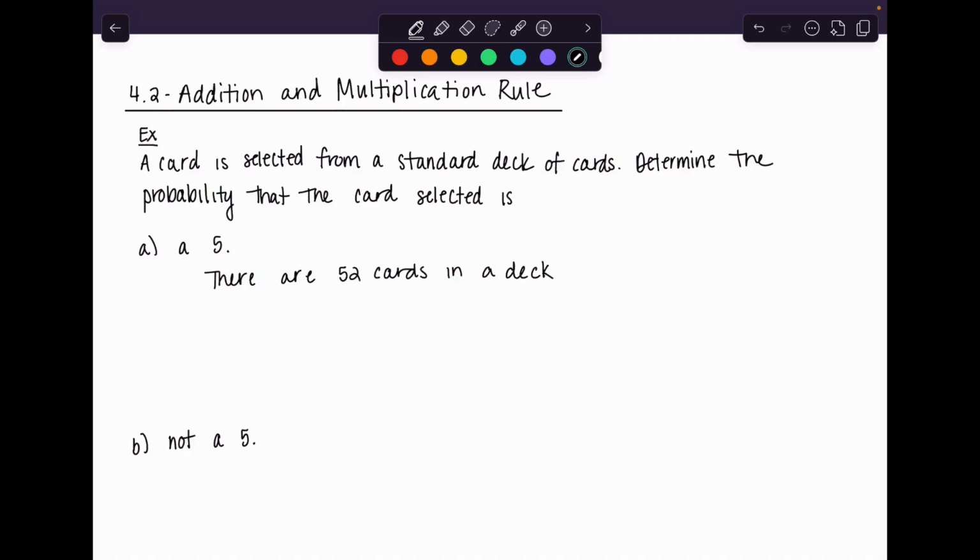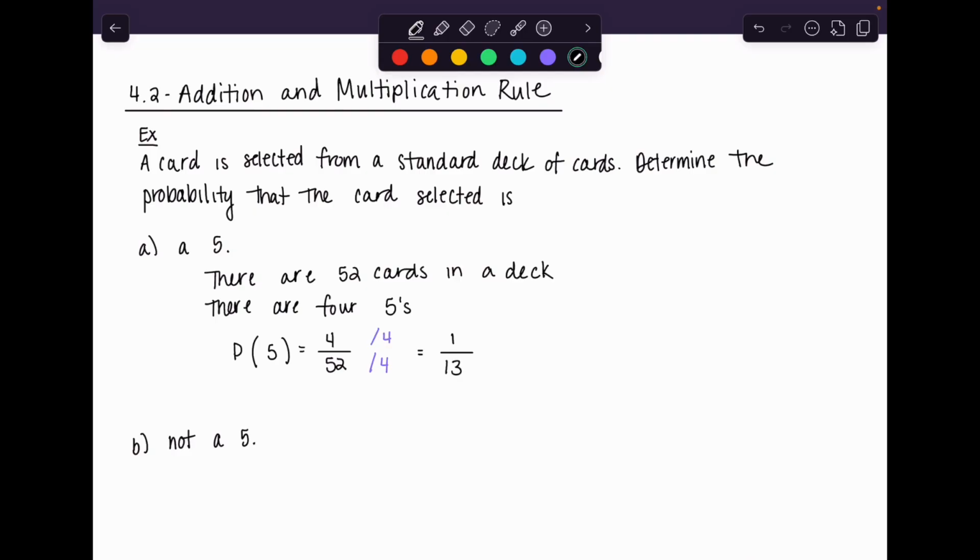And there are 4 5s. You've got the 5 of hearts, diamonds, spades, and clubs, okay? So my probability of getting a 5 is 4 out of 52. And again, this does simplify. Both are divisible by 4. So if you divide top and bottom by 4, that gives you 1 out of 13.